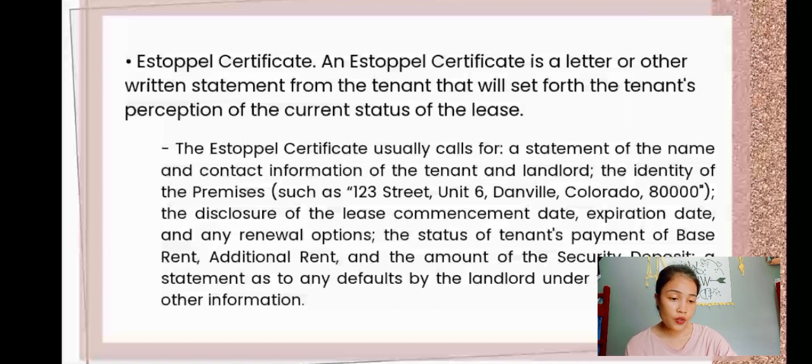The estoppel certificate usually calls for a statement of the name and contact information of the tenant and landlord, the identity of the premises such as 123 street, the address, then the disclosure of the lease commencement date, expiration date, and any renewal options, the status of the tenant's payment of base rent, additional rent, and the amount of the security deposit, a statement as to any default by the landlord under the lease, and other information. So that is what the estoppel certificate should contain, to be set by the tenants so they can review their activities.